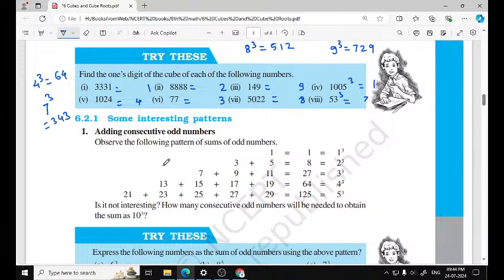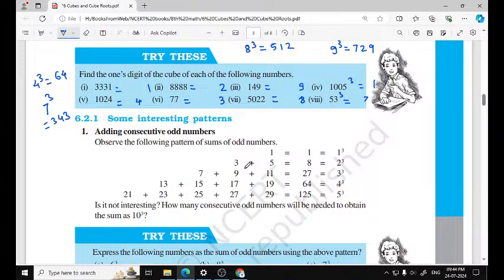Some interesting patterns. Adding consecutive odd numbers. The first odd number is 1, and the cube of the first natural number, 1 cube, is 1. Now the next odd numbers are 3 and 5. If we add them we get 8, which is 2 cube.